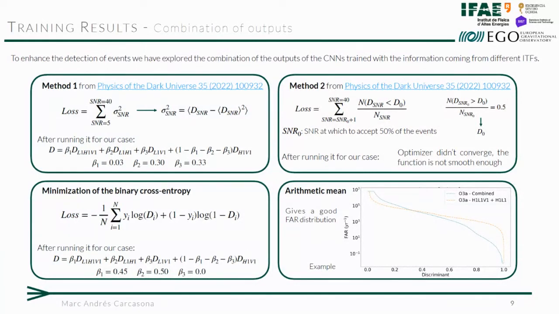The second method is a little bit more complicated. It's basically trying to minimize the rejected events above threshold D0, which is computed as you can see here, and if not, you can go to the reference. But in our case, I will go fast, the optimizer didn't converge because this function for us is not smooth enough. So with these 2 results, we were a little bit worried because we were getting nowhere. So we then tried to minimize the binary cross entropy. In the end, we want to classify. So we thought, okay, if we combine and we get a new discriminant, we should ask this discriminant to minimize again the binary cross entropy.